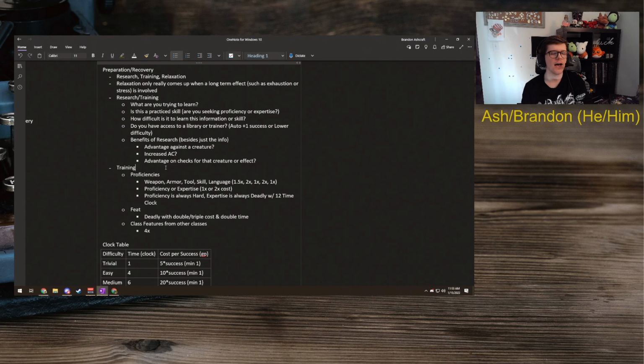I also like giving magic items that have class abilities attached to them.